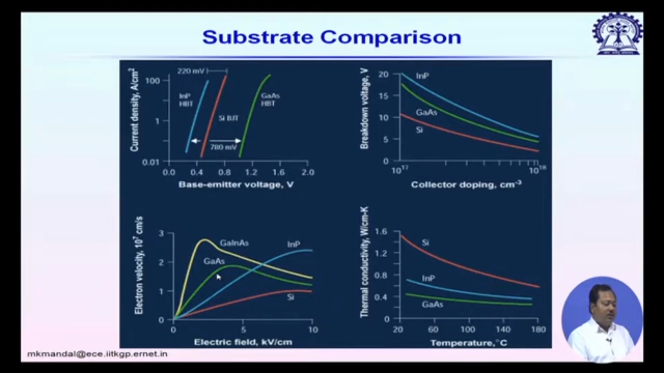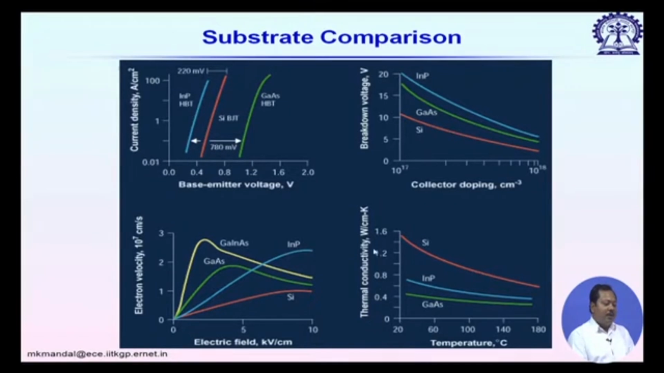But for some group 3, group 5 materials like gallium arsenide, gallium indium arsenide, we see that with the applied electric field initially electron velocity increases, it reaches a maximum value, after that it decreases. So, electron velocity decreases after reaching Vs. So, that means the overall current will also decrease. So, with increasing voltage current decreases, that means we can obtain negative resistance. We will see later the applications of this type of devices in transferred electron device.